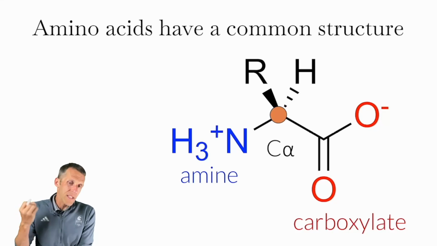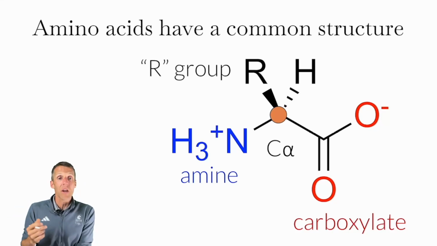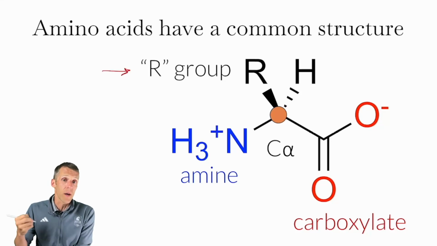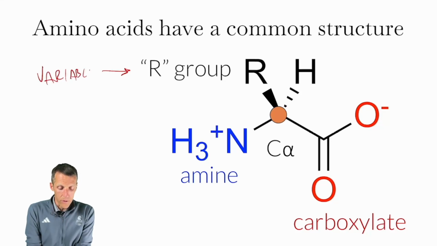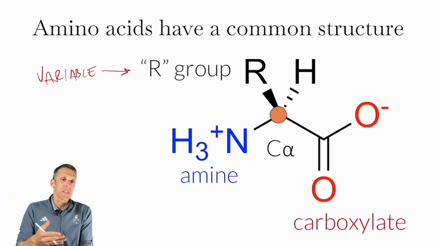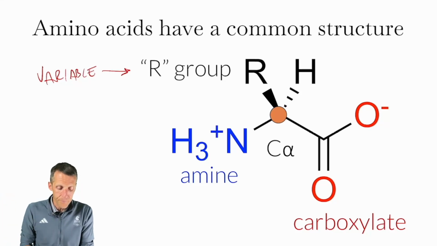This alpha carbon has a proton that hangs off of it, as well as an R group. And this variable R group defines the identity of the amino acid. So this is variable, as is typical in an organic chemistry context. When you see an R, it's just something. So it turns out with an amino acid, it's something.